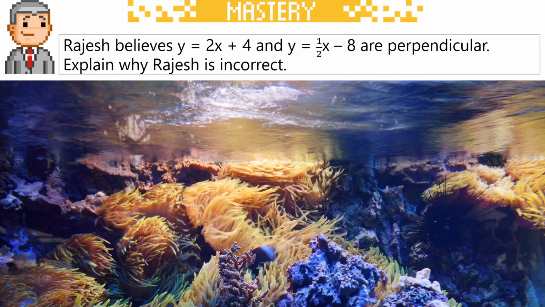And let's finish with this. Rajesh believes that y equals 2x plus 4 and y equals a half x minus 8 are perpendicular. Explain why Rajesh is incorrect.